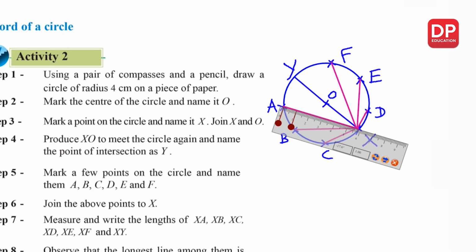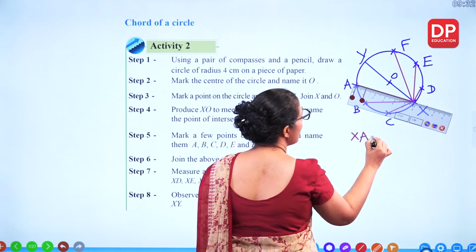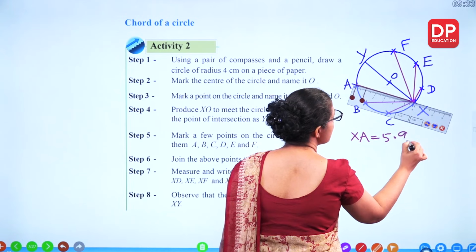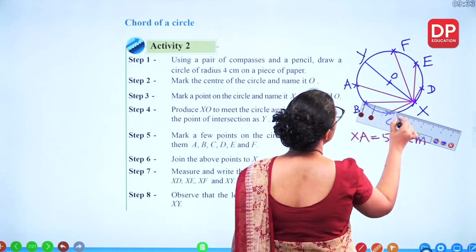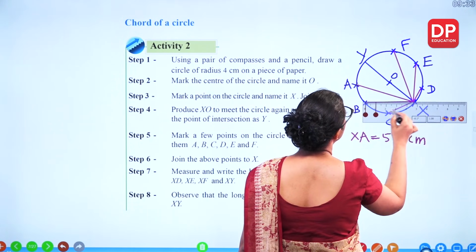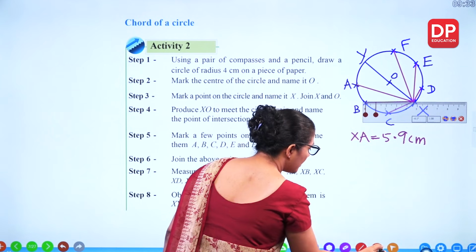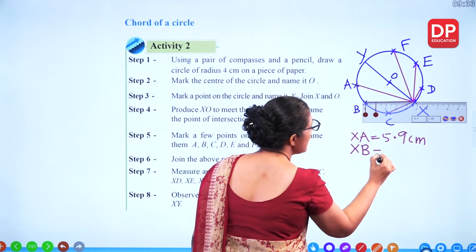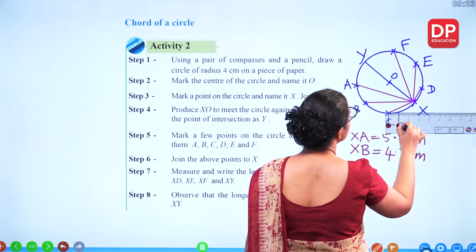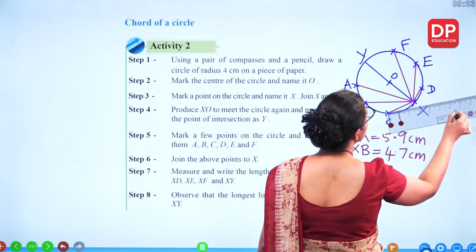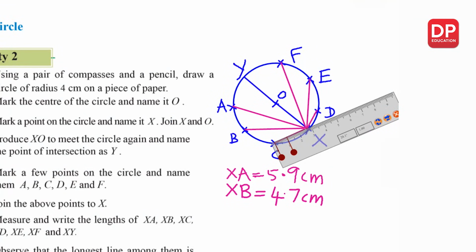AX is 5.9. XA is 5.9 centimeters. Then XB, that's 4.7. XB is 4.7 centimeters. XC, you get 2.3.